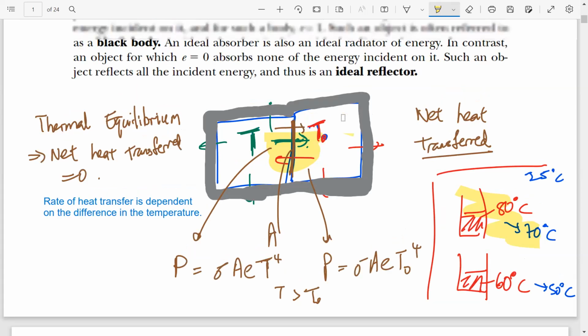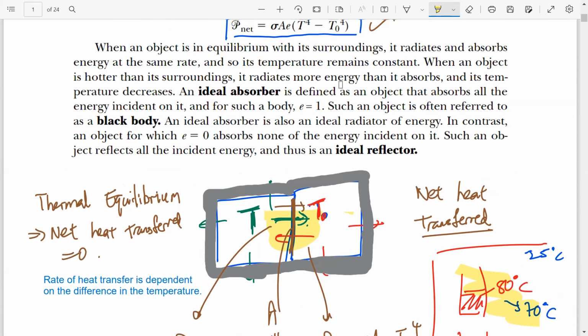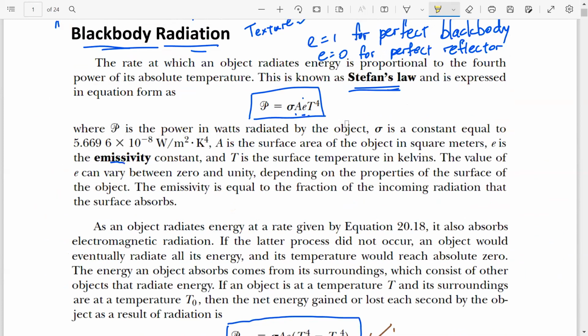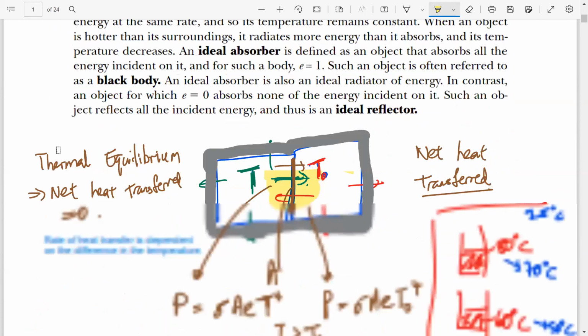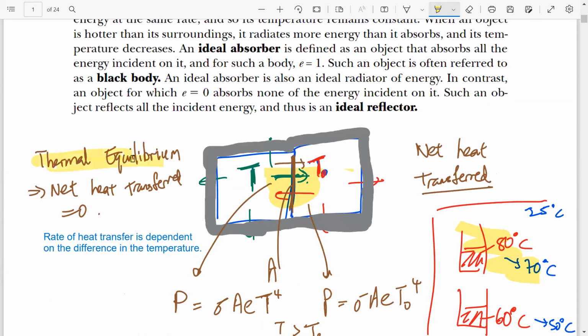So this is for black body radiation. In this first page, you don't just learn black body radiation, you also learn this thing called thermal equilibrium. And this one is a recap from O levels.